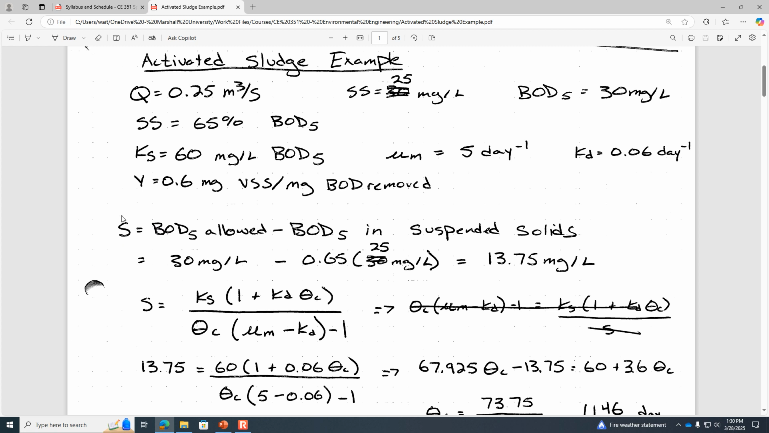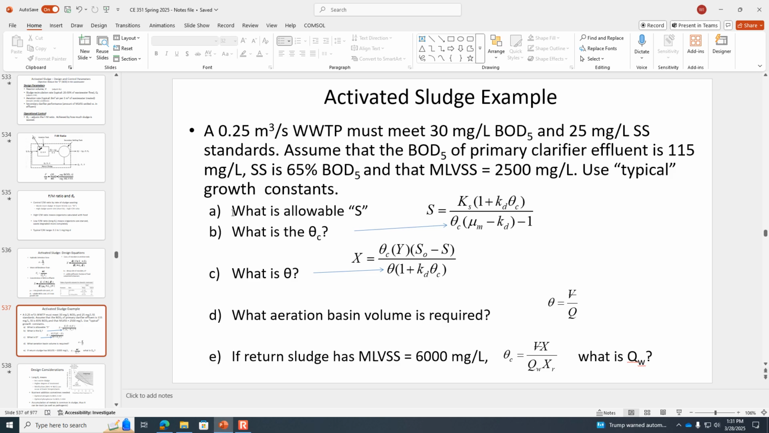Okay, so what we did so far is this: S, we're trying to find out what concentration of dissolved substrate is allowed in the aeration basin and in the effluent. 13.75 milligrams per liter, because we have to subtract out the contribution of suspended solids that are BOD. Okay, so we did that. Next, find what is theta sub C. So here's the equation we're using, but the unknown is theta sub C. So let me write it over here on the other whiteboard.